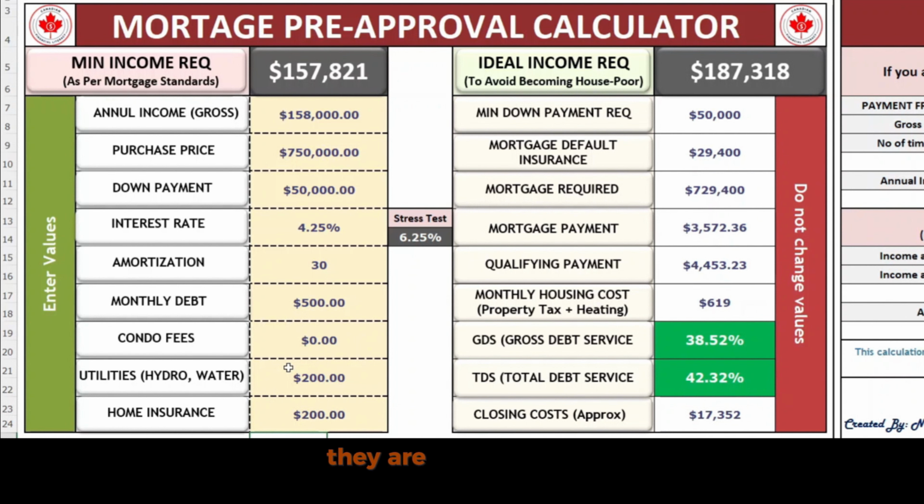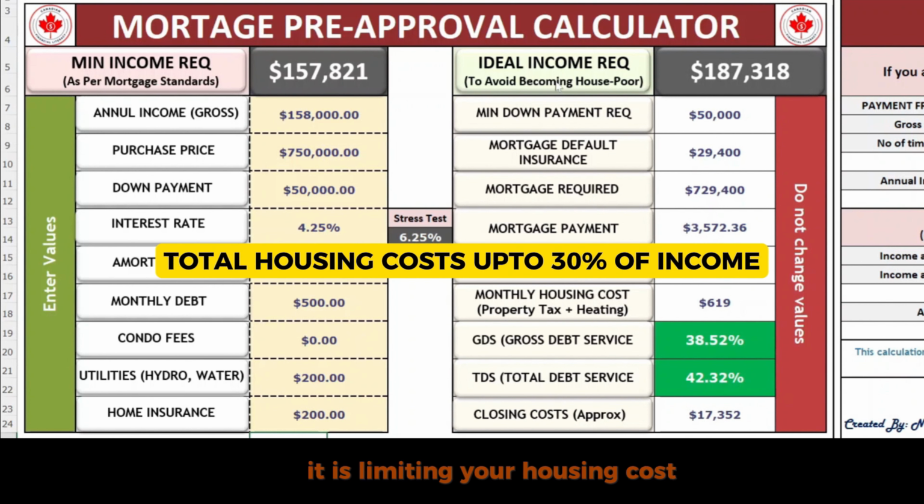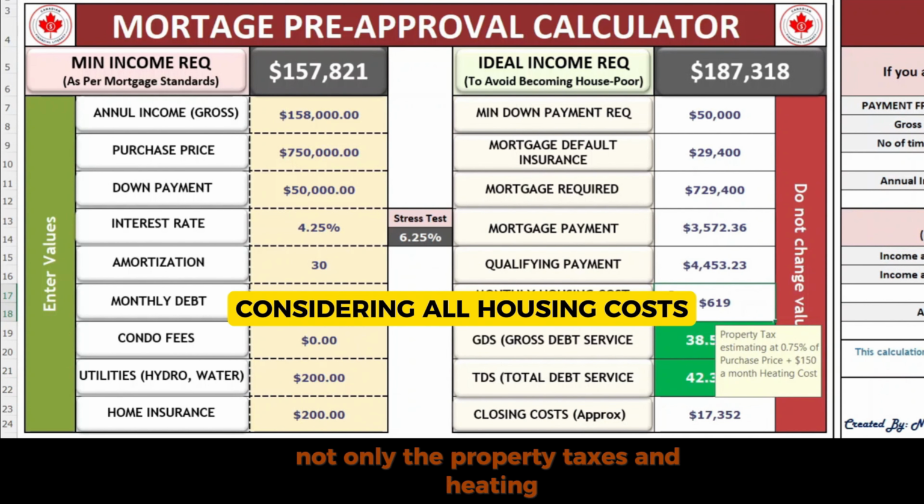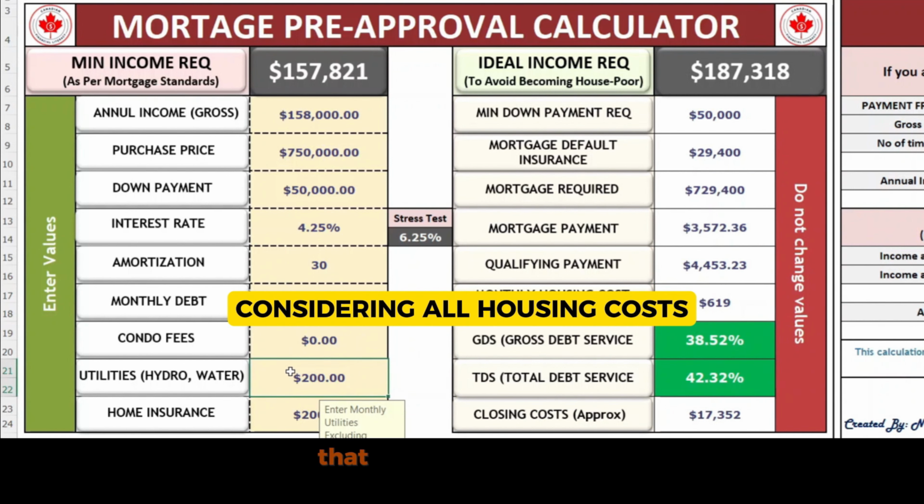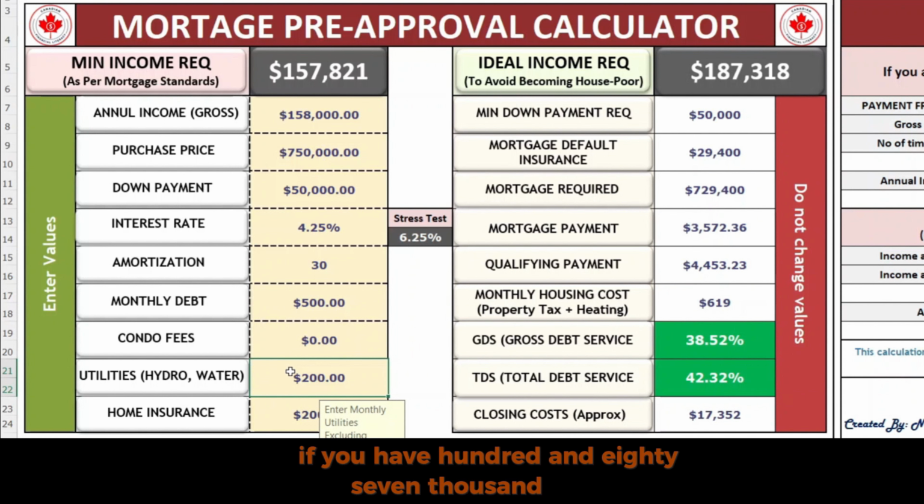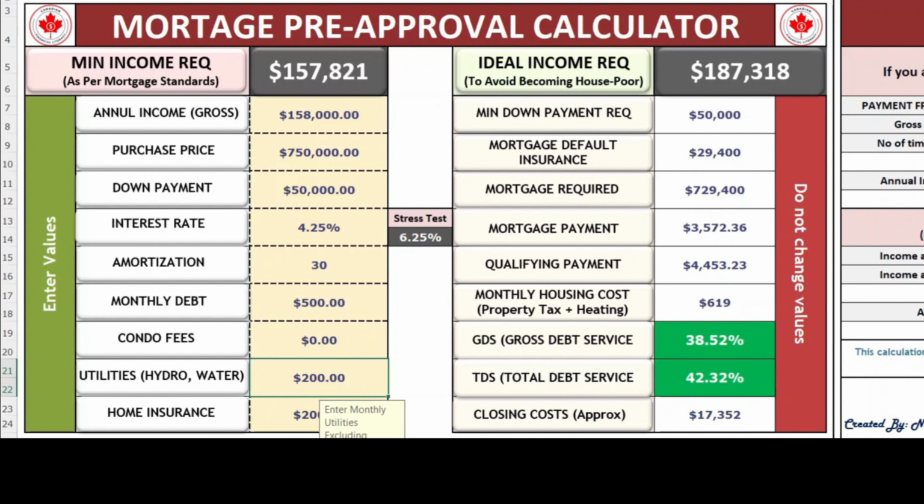And the second thing is that they are taking a higher percentage slab of your income to spend towards housing. On the right hand side, you can see the ideal income required to avoid becoming house poor. How has this figure of $187,318 been calculated? First, it limits your housing cost to 30% of your gross income. Second, it takes into consideration not only the property taxes and heating, but the full picture of your housing cost, including hydro, water, and home insurance. So if you have $187,000 of income, that's how you will comfortably afford a house of $750,000. This is how this sheet helps you know the ideal income required to buy a home.